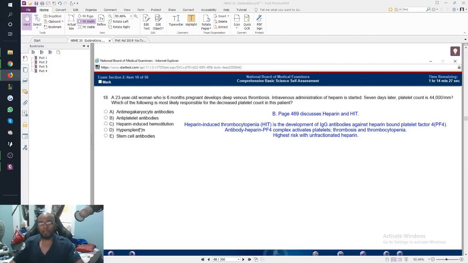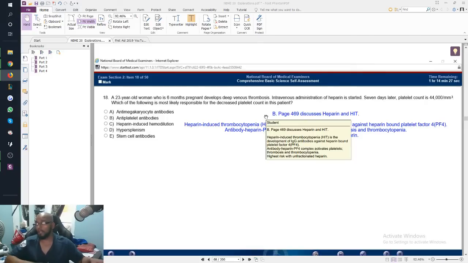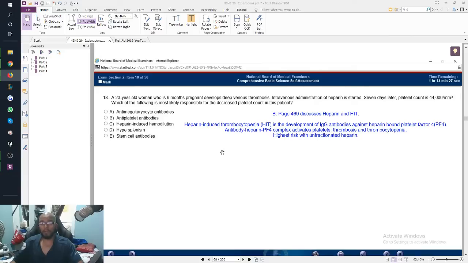This is definitely not hypersplenism. This is not a stem cell antibody issue. Antiplatelet antibodies or anti-megakaryocyte antibodies. Well, if this patient had anti-megakaryocyte antibodies, she would have had it the whole time. She would have had it before she even got heparin. This is something new happening after heparin is being given, so she must have made antiplatelet antibodies after the heparin was given. Even if you don't know what HIT is, something definitely happened after heparin was given, and this patient started killing off her platelets, antiplatelet antibodies.